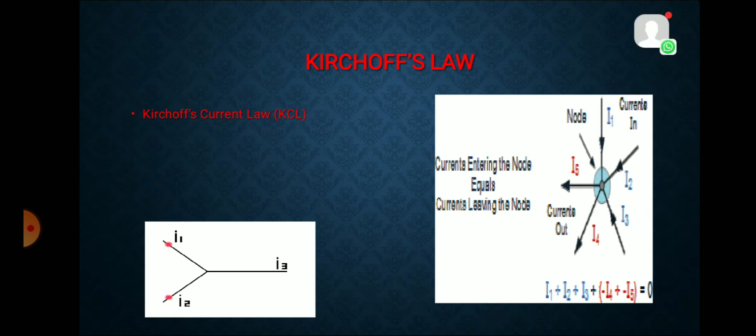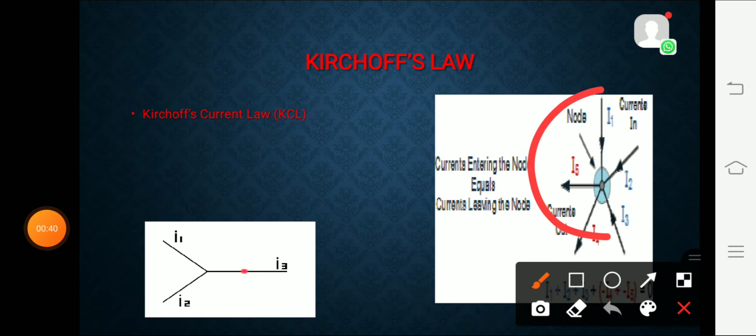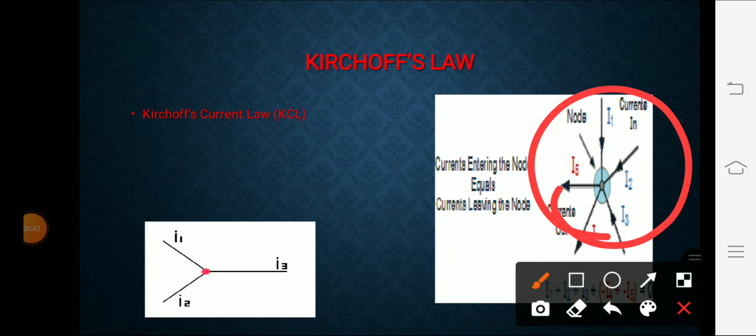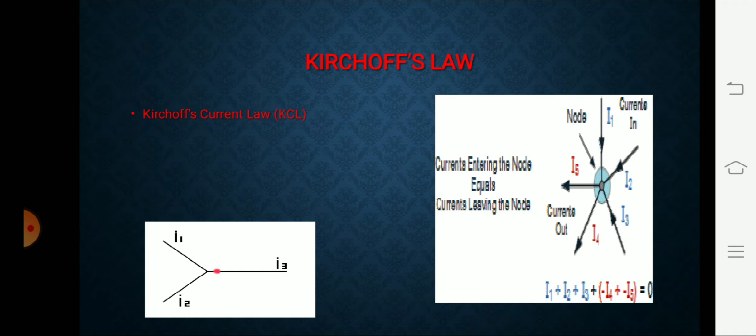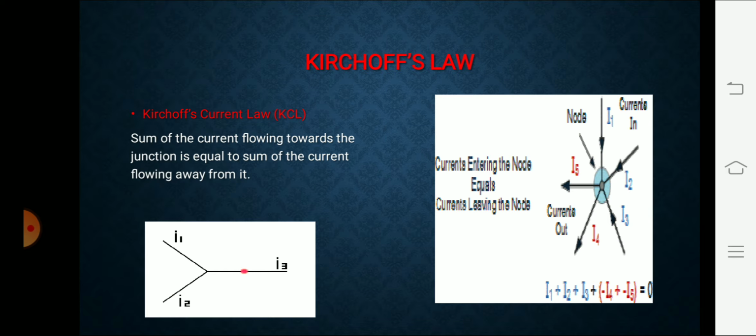In this diagram, the junction consists of 5 conductors. The currents in these conductors are I1, I2, I3, I4 and I5. Some of these currents are flowing towards the junction and some away from it. According to Kirchhoff's law, I1 plus I2 plus I3 is equal to I4 plus I5. Current flowing towards the junction is equal to current flowing away from the junction.